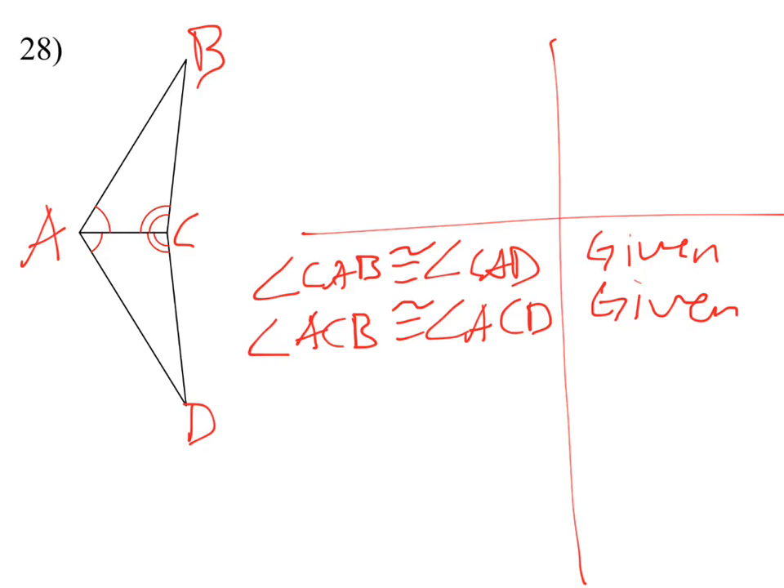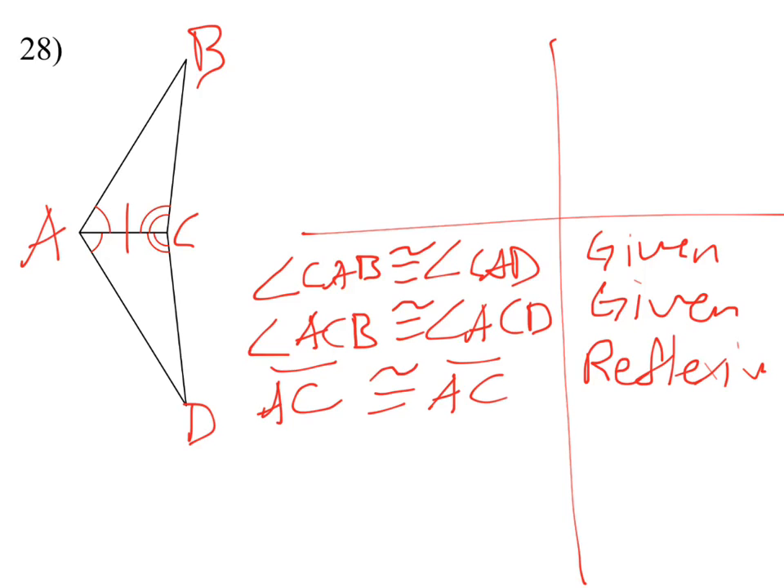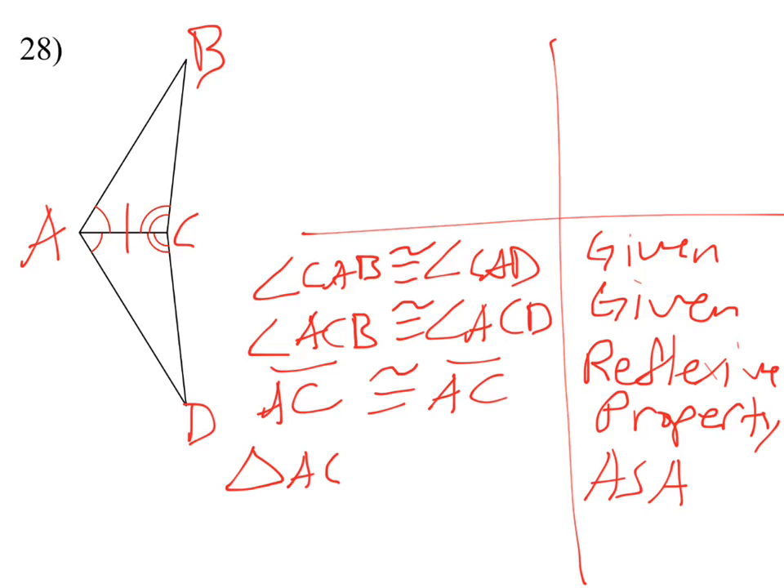And right here in the middle, I can add a tick mark for this side, because AC is congruent to itself. And that's by the reflexive property. And now I have two angles in a row and the side between. So that's angle, side, angle for both. Two angles and the side between, two angles, side between. So we have triangle ACB and triangle ACD.